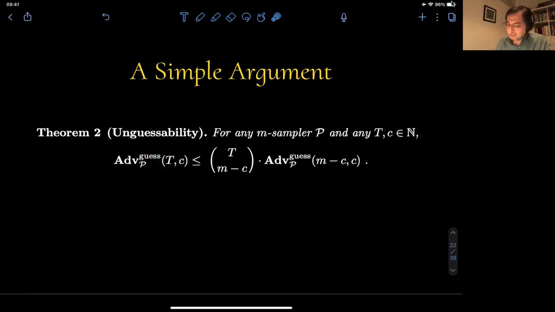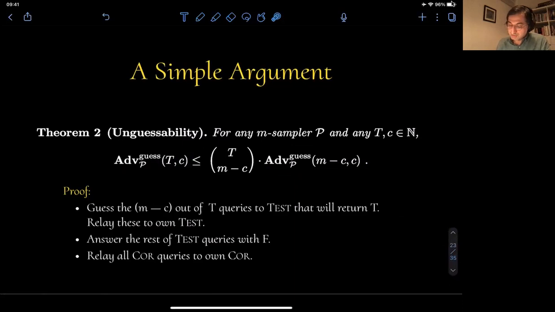And the actual proof for this is not too complicated. Suppose that I have an adversary here, and I want to convert it to an adversary here, which can only make M minus C queries. The way I'm going to do this is that I'm actually going to guess which of these M minus C queries out of the T queries that the adversary makes to the test oracle are going to return true, i.e. they're going to be the correct guesses. I'll guess that set of indices.